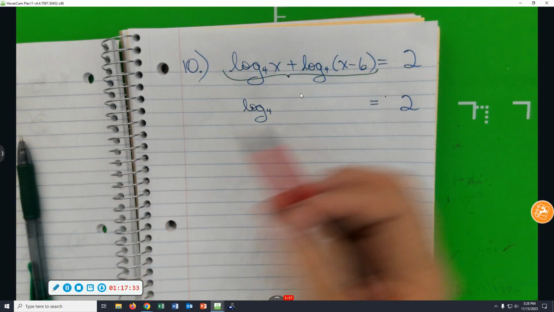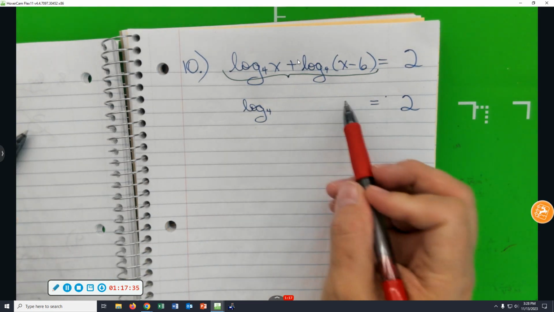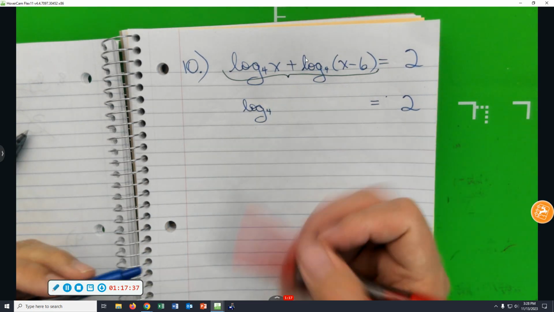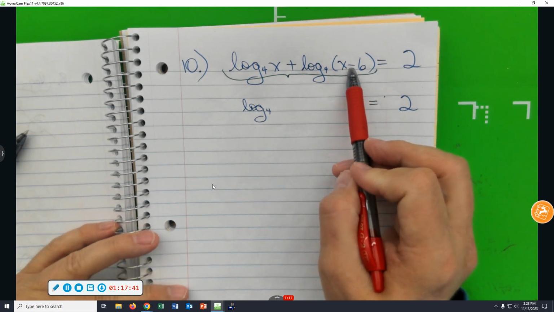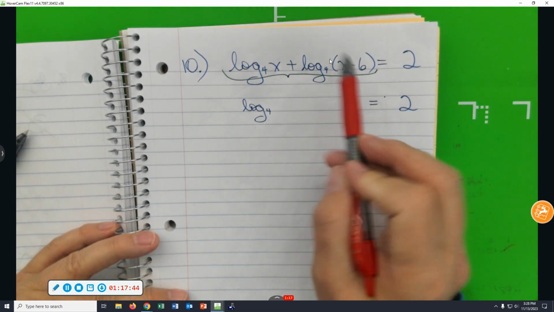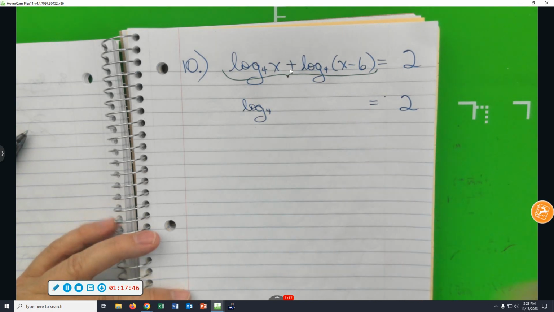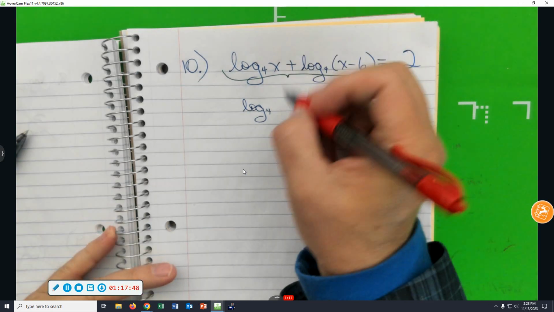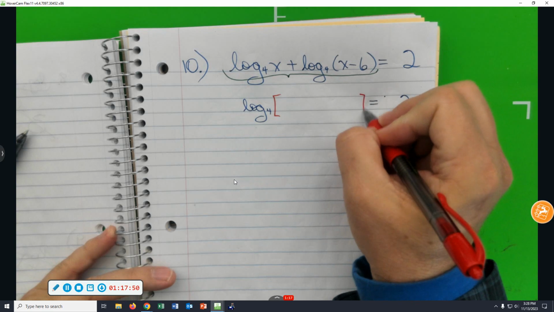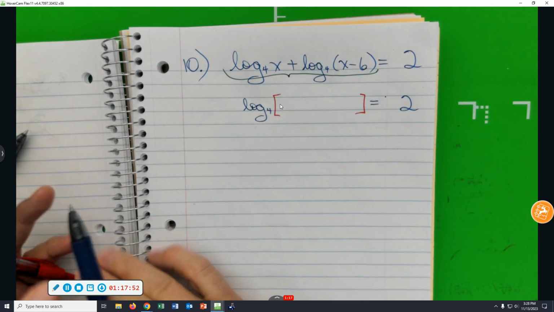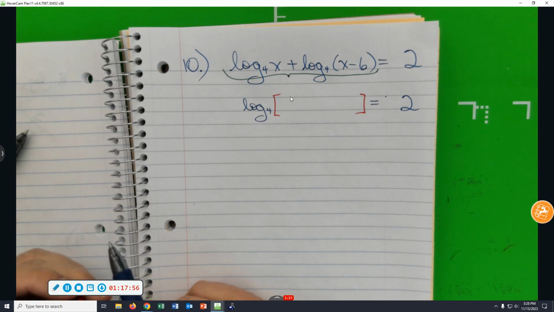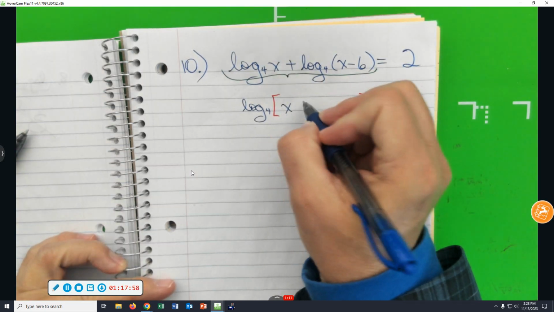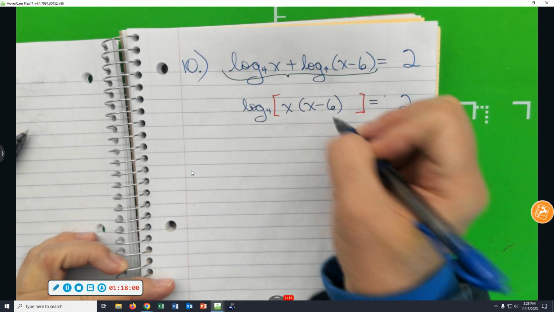Do I need a fraction bar? No. Wait a minute, I see a minus. That doesn't matter. It's the sign in front. And you were right when you said no, we don't need a fraction bar. So if you're not dividing, the only other thing you can do to arguments with logarithms is multiply, so x times x minus 6.